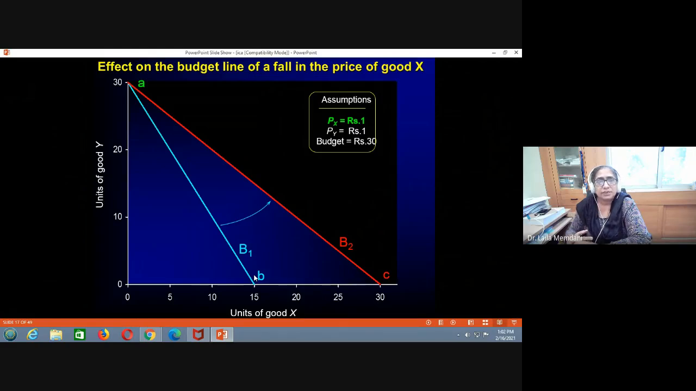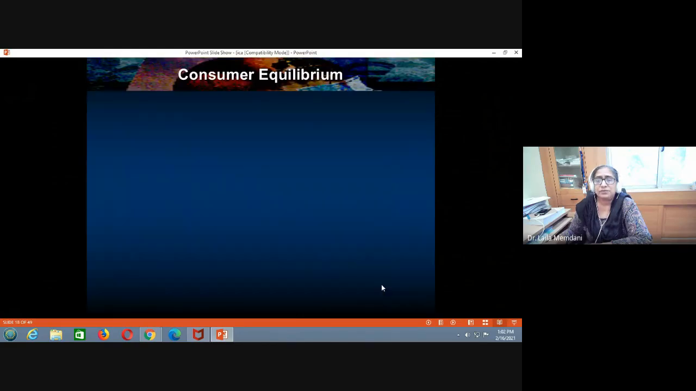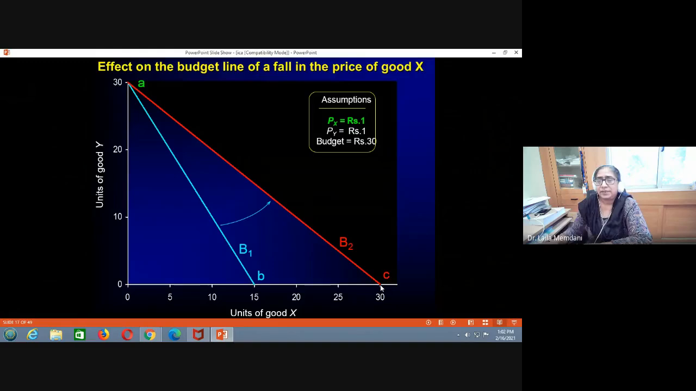Because of good rains, the prices have fallen, and now the price is 1 rupee. So with the same budget, 30 rupees, we can buy 30 units of good X. We can buy 30 units of good X, you see at point C in red color. But price of Y, what has happened? It has remained the same. It was already 1 rupee.